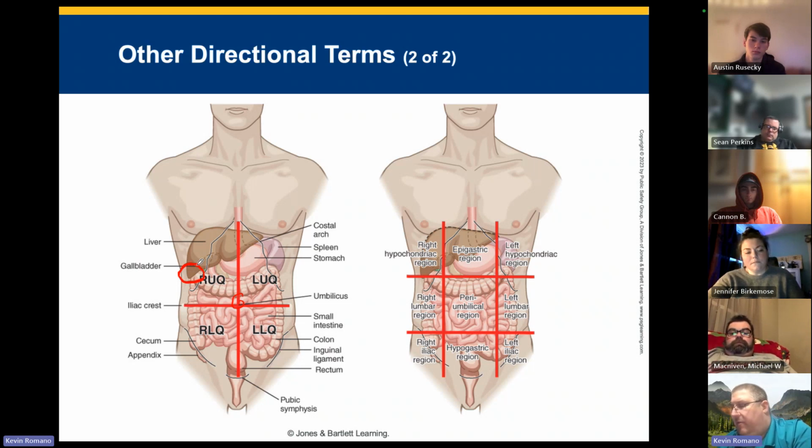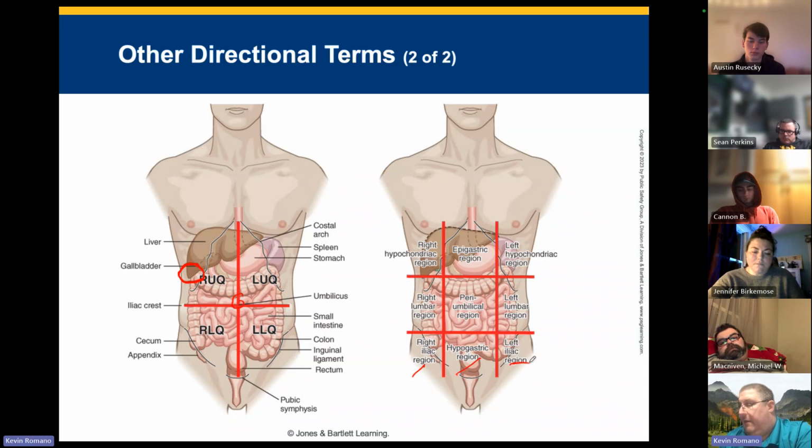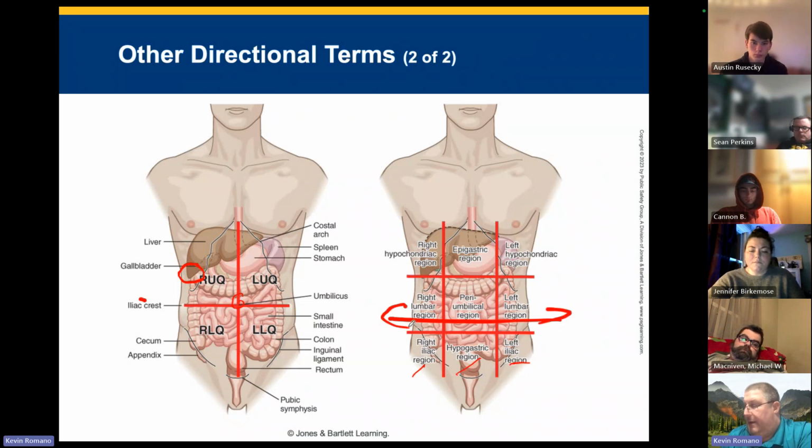Then you can break it down almost like a tic-tac-toe board. We have the left hypochondriac region, epigastric region being here, right hypochondriac region, right lumbar, left lumbar, periumbilical region down here. And we look at our right iliac region. We have our hypogastric region. Hypo being low, so hypogastric being lower down to the colon, and our left iliac region as well. Think about that because the iliac crest runs straight across here. The iliac crest is here, so by looking at this, we have our different regions for the iliac.